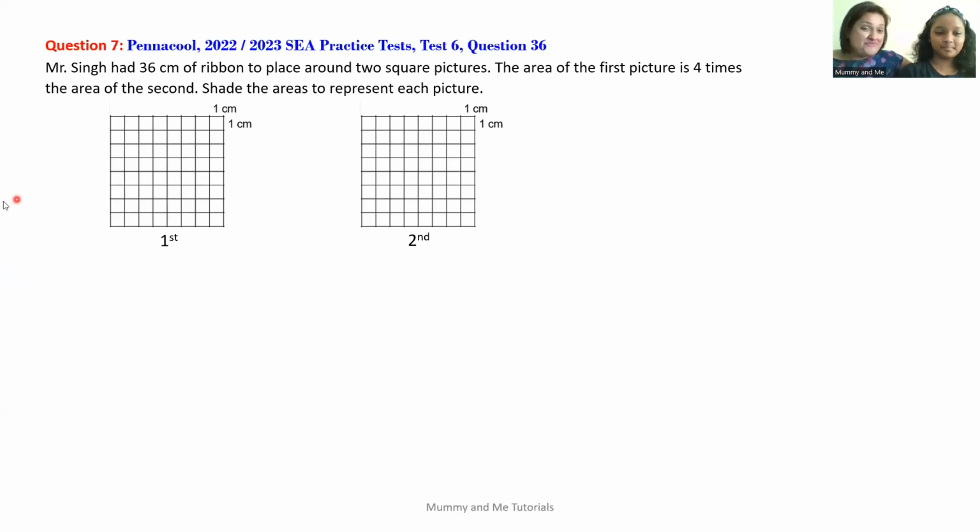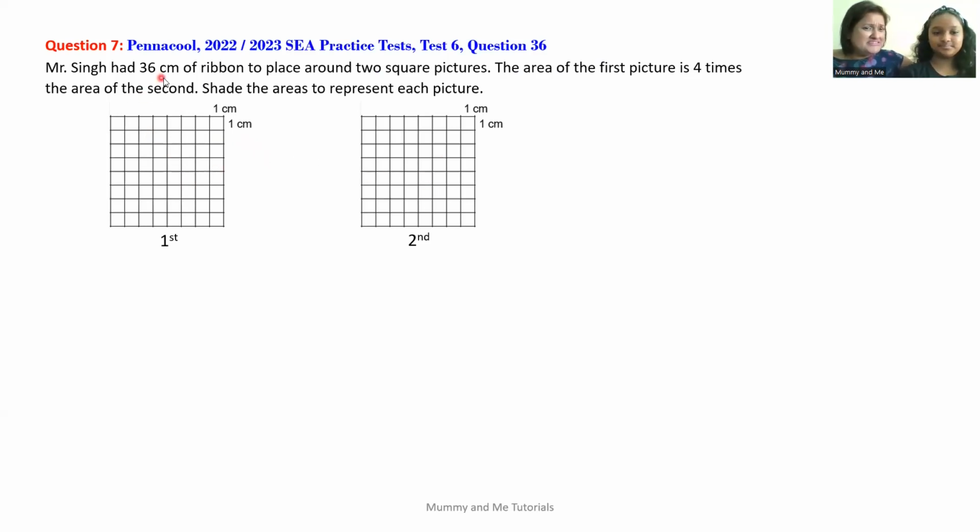So what do we have here? We are given 2 grids. Each grid has small blocks inside of them, which are squares with a side of 1 centimeter. So the area of the first picture is going to be 4 times the area of the second one.